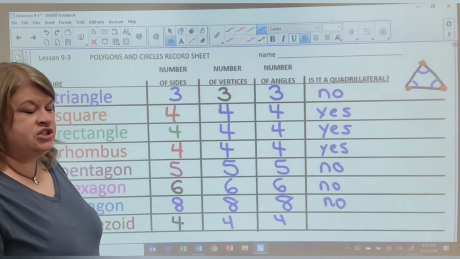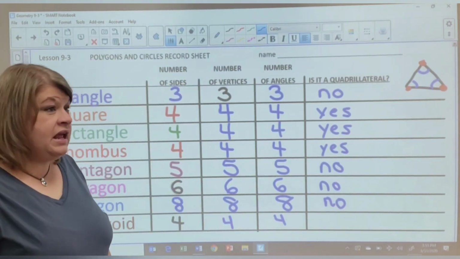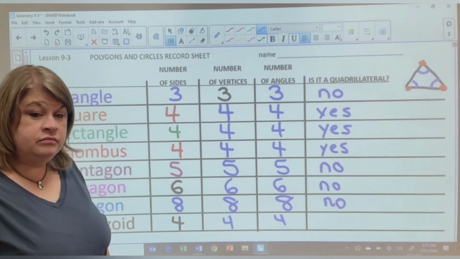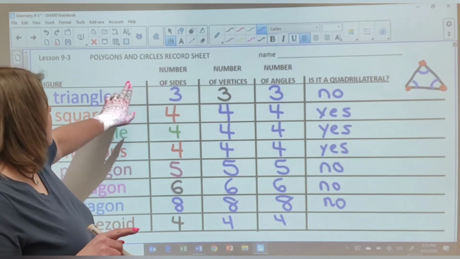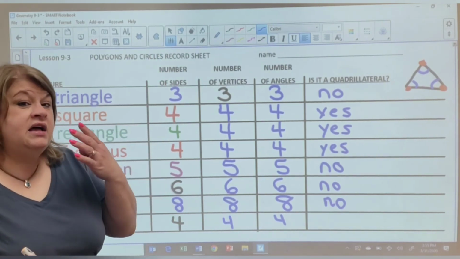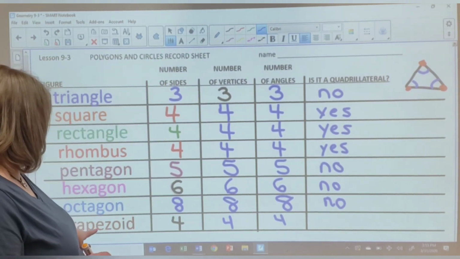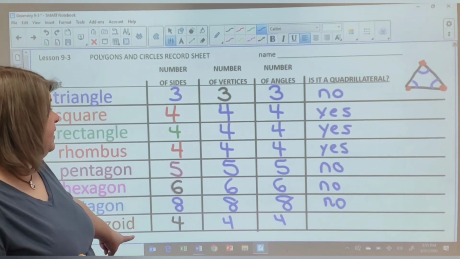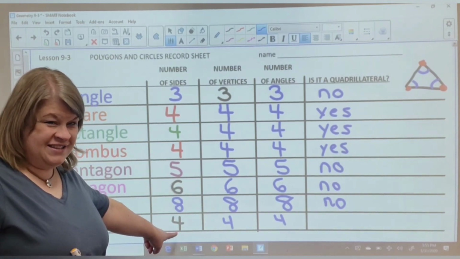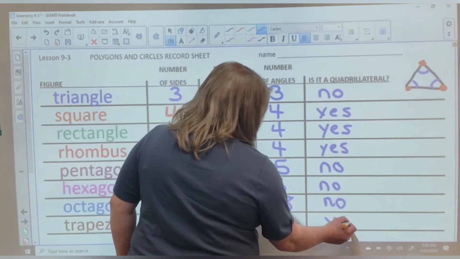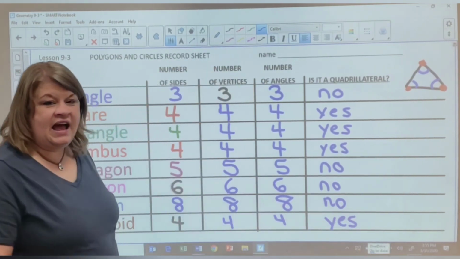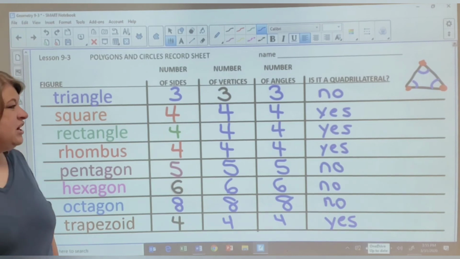Now here's the big question. Is it a quadrilateral? Remember, the definition of a quadrilateral is a polygon that has 4 sides. Is a trapezoid a polygon with 4 sides? Guess what? Yes, it is. It is a quadrilateral. Great job today.